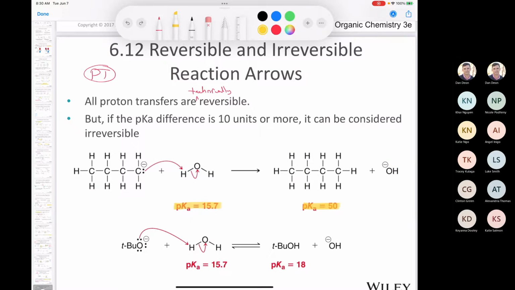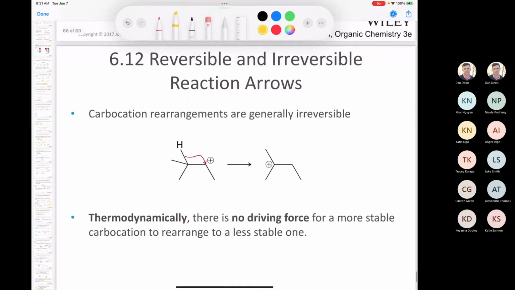So that's essentially irreversible. But if you look at your acid and your conjugate acid, like here, we see we have a very small difference in pKa. It's around 2.3. Therefore, we consider that to be reversible. Okay, so that's the rule of thumb. There are exceptions to this rule probably, but I won't be asking you about any of those at any point in this course, so don't worry about that.